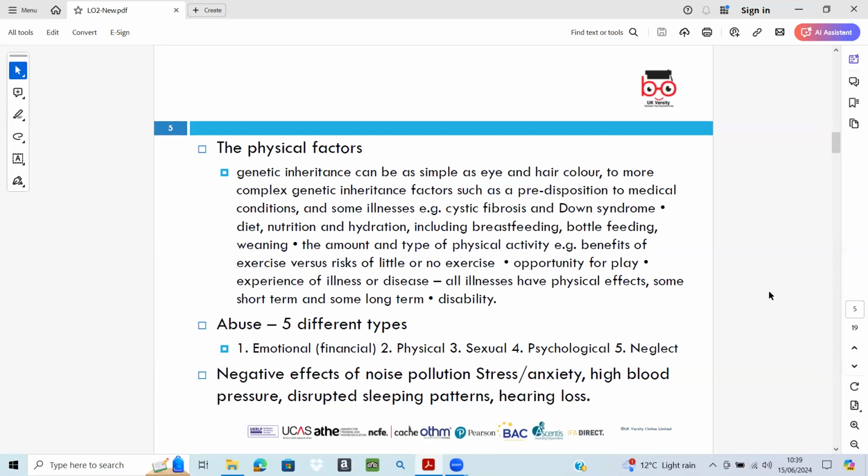Then we have the benefits of exercise versus the risk of little or no exercise. For the benefits, regular exercise improves cardiovascular health, builds muscle and bone strength, and enhances mental health as well. If we have a lack of physical activity, it can lead to obesity, cardiovascular problems, and reduced overall fitness. Then we have opportunity for play. Play is crucial for children's development, and it promotes physical, social, emotional, and cognitive skills.